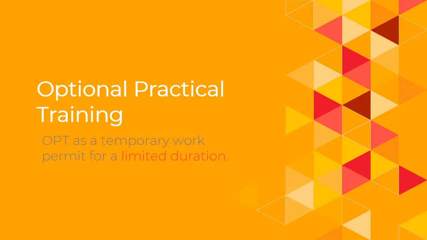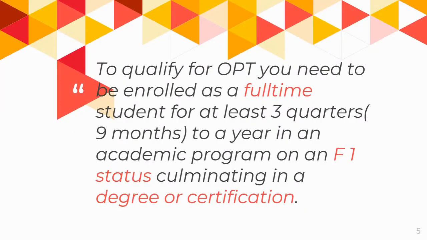All right, optional practical training, which is a temporary work permit, and it is only for a limited duration. So to qualify for OPT, you need to be enrolled as a full-time student for at least 3 quarters, that is about 9 months to a full year, in an academic program on an F1 status, which finally culminates in a degree or a certification. So the few keywords here are full-time student. You need to be on an F1 visa status for getting an OPT. So your F1 visa status needs to be still valid.